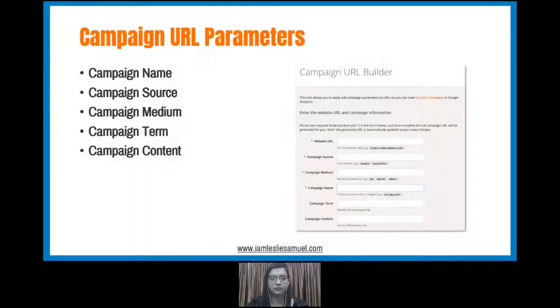So let's talk about how to create these campaign URLs. Google has created a tool called a campaign URL builder. And it gives you the ability to specify certain details. And those details are campaign name, source, medium, term, and content. Now, we're not going to get into all of these. I don't even use all of these. The ones that I use are just these three: the campaign name, the campaign source, and the campaign medium. And I'm going to show you how to do this right now.